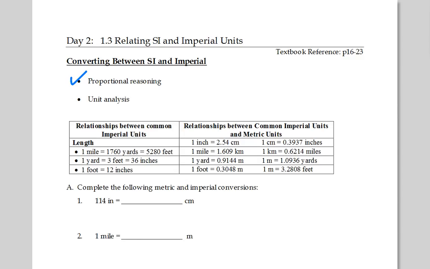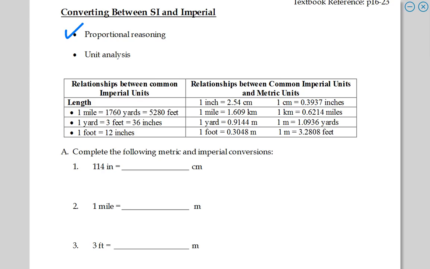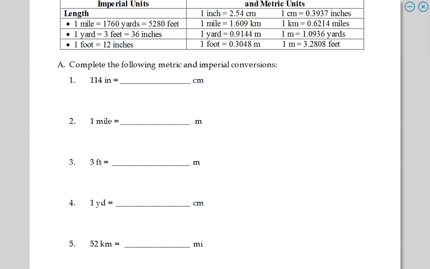Okay, so day 2, we're going to focus on unit analysis. We're going to use the same chart from yesterday. We're just going to show a little bit of a different process. Again, yesterday was proportional reasoning. And to be honest, this way is much easier. It's quick, and you can do lots of conversions at one time. So let's take a look at this.